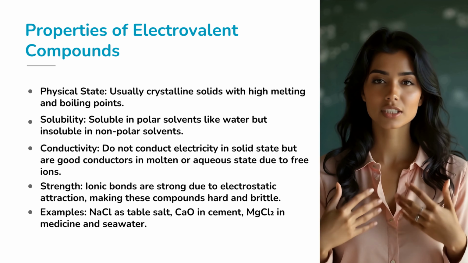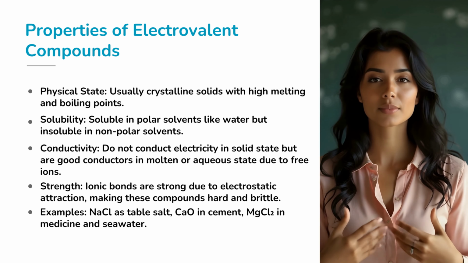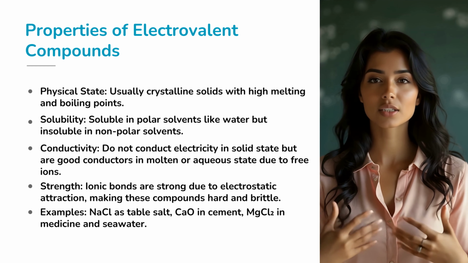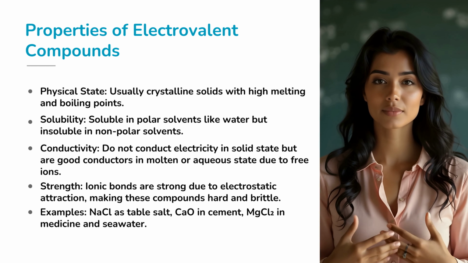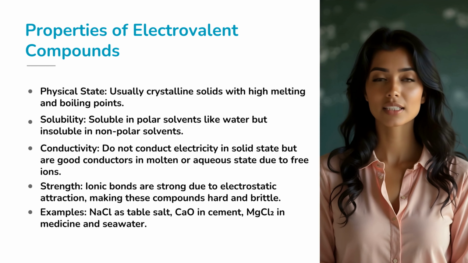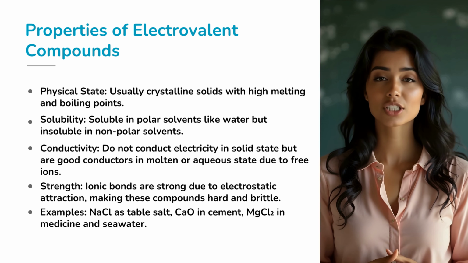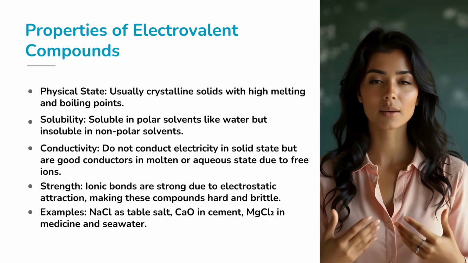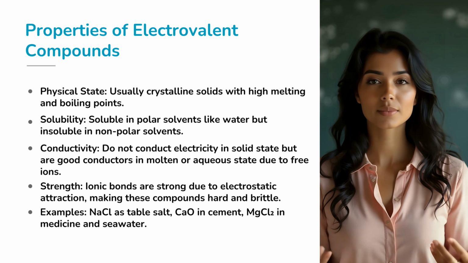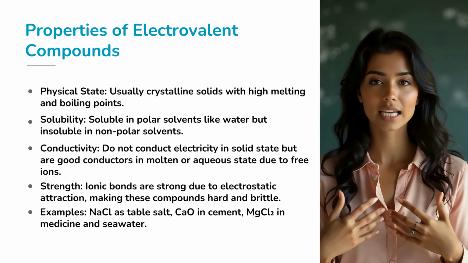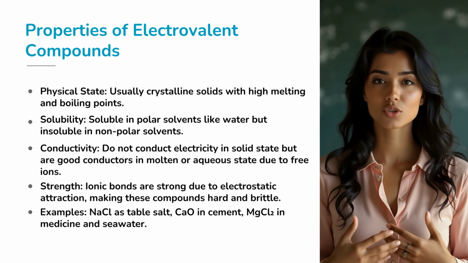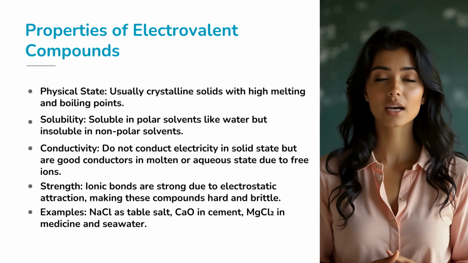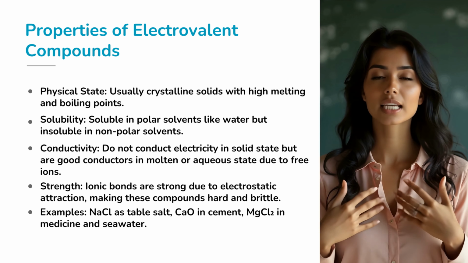What do these examples teach us about electrovalent compounds? First, they are crystalline solids with very high melting and boiling points, a result of strong electrostatic forces. Second, they dissolve in polar solvents like water but not in nonpolar solvents such as kerosene. Third, in the solid state they do not conduct electricity because the ions are fixed in place. But in molten or dissolved form, they are excellent conductors as the ions are free to move. These properties explain why ionic compounds like salt, lime, and magnesium chloride are so useful in everyday life and in industries.